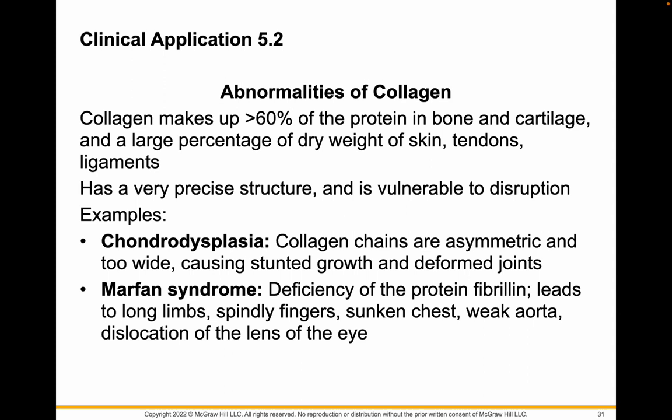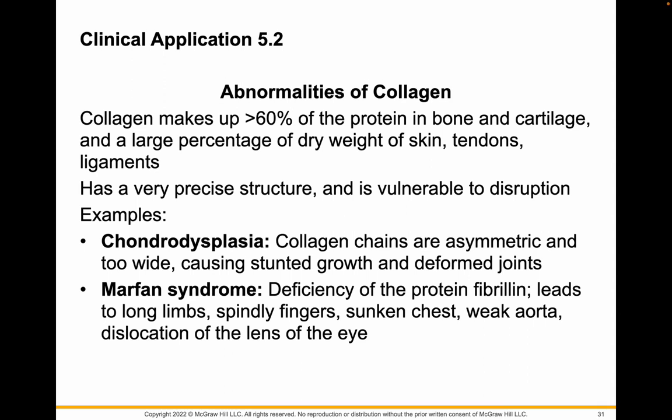Now, we've heard of collagen, and that is over 60% of the protein found in a lot of these connective tissues, and it is a large percentage of the dry weight of your skin, tendons, ligaments, and major organs. If you mess this up, you can have some major diseases like chondrodysplasia, where your collagen is asymmetrical and too wide, and so you're not able to grow well, and you're short and might have some deformities.